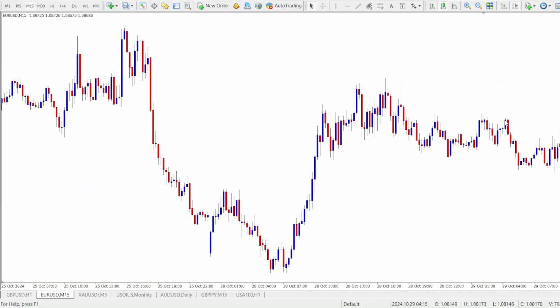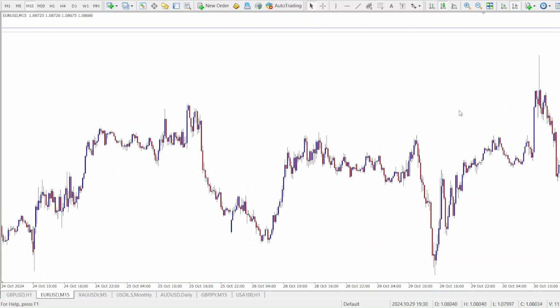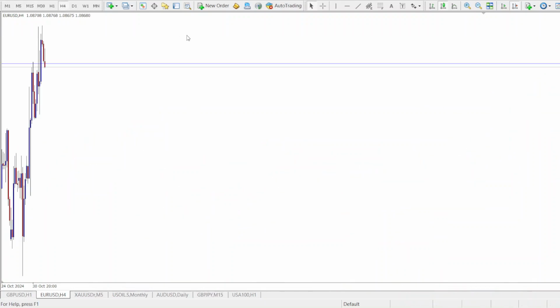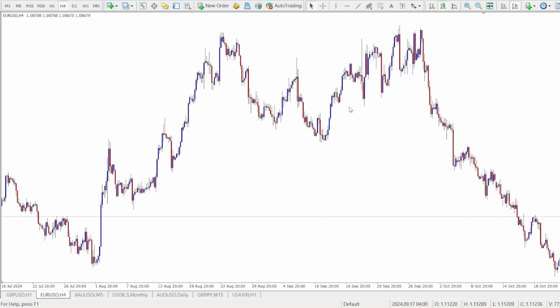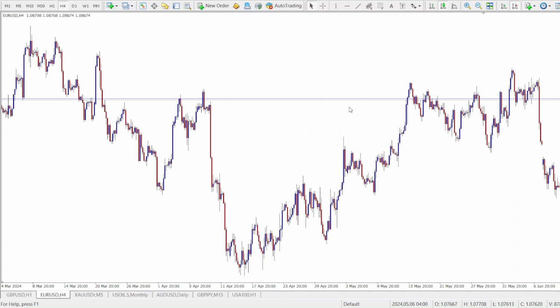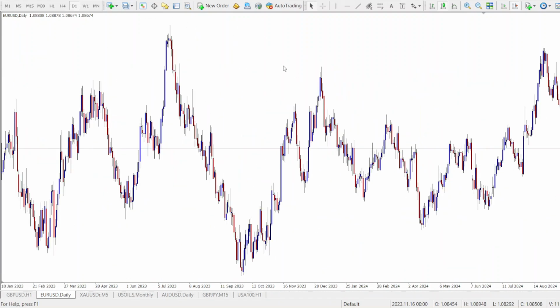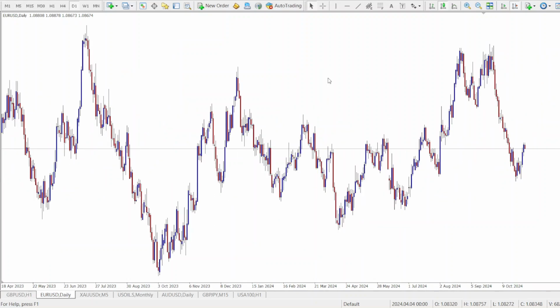So I'm just going to show you an example of what converging trend lines look like. Looking for a very good example here. Let's see if we can find one on higher time frames.